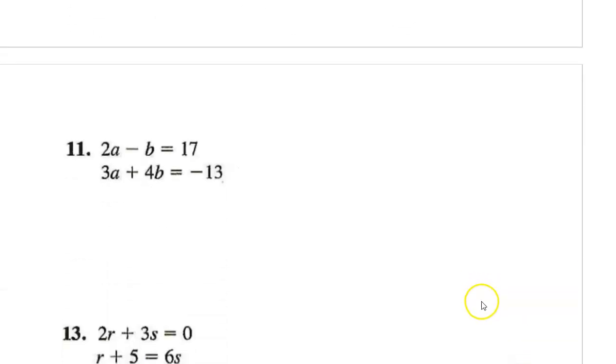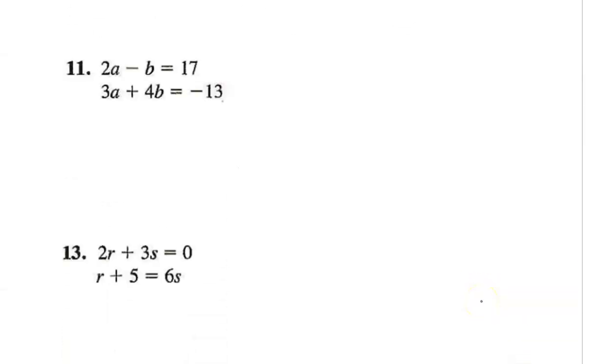Now number 11. Has either equation already been solved for one of its variables? No. So we have to do step 1. Step 1 is to solve the easiest equation for one of its letters. Now, in your opinion, which equation will be the easiest to get one of its letters alone? I think it's the first equation. I think the easiest letter to get alone will be the letter b, because it has no coefficient in front of it.